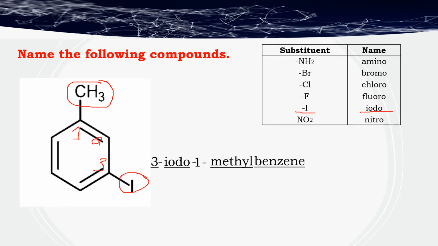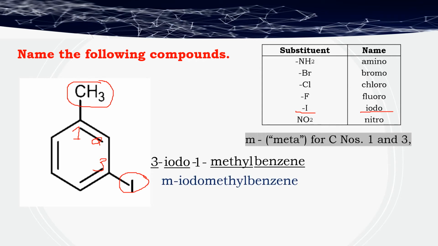So rule number 4 again, we can also use a prefix when there are two substituents attached to the ring. The substituents are attached to 1 and 3. So we can also use M for meta for carbons number 1 and 3. So we can also name this structure as m-iodomethylbenzene. So I think you are now ready to answer your module, the let's apply and the let's analyze part.